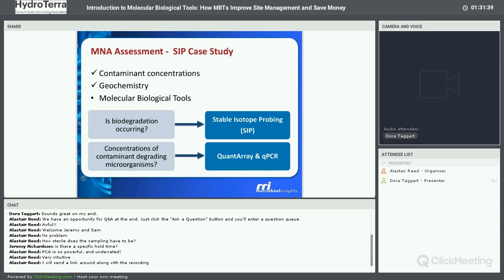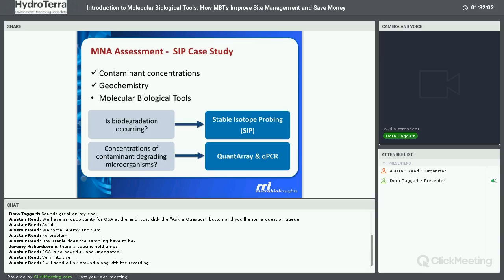So I want to go through a quick example of a site where this was used and was very beneficial. This is a typical manufactured gas plant. It's been in operation for a long time. They removed a lot of the source area contamination, but they still had some naphtha present. The main contaminants were benzene, ethylbenzene, and some naphthalene that were left.